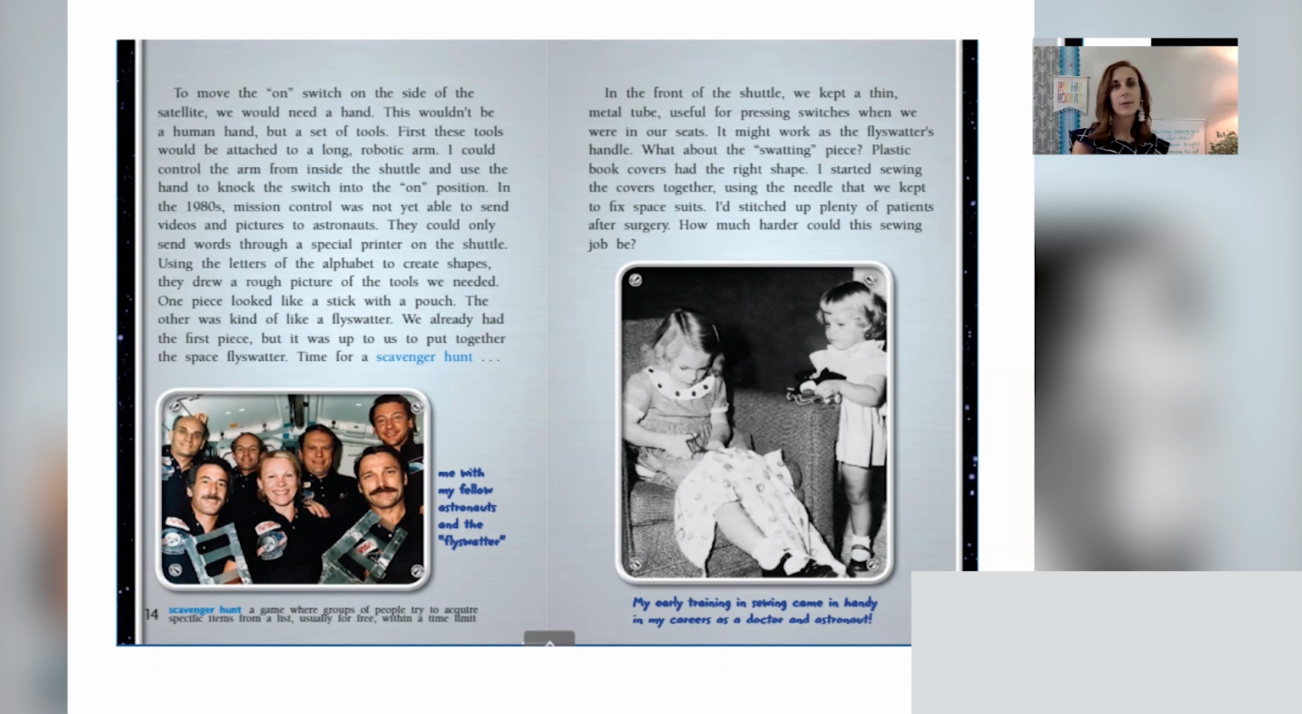Now let's see if the crew's hard work pays off. You gave excellent answers that the crew had to design tools to try to turn on the satellite using their background skills. Moving forward, a good reader will listen for the answer of, did the tools work and will the satellite turn on? Let's listen.